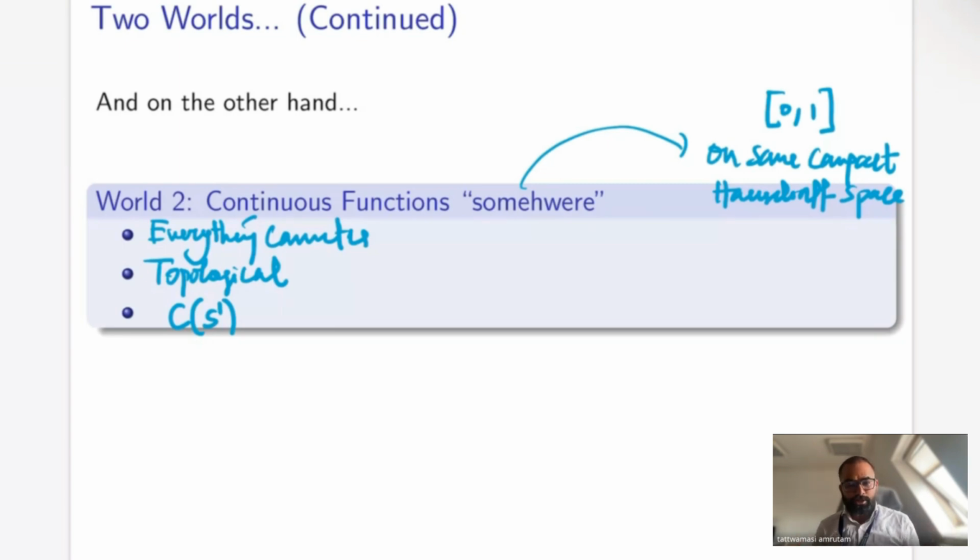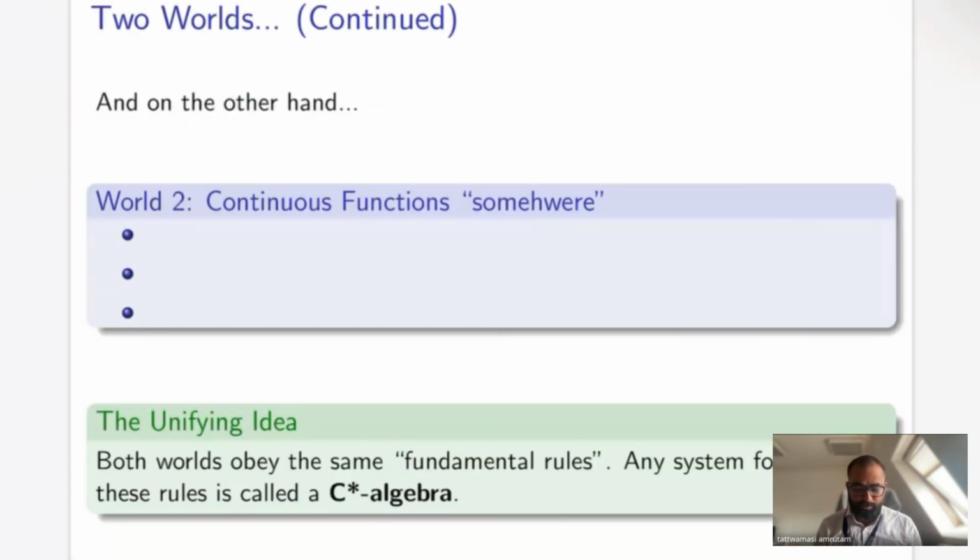Now, there are two different worlds. These are two different C-star algebras. But how is the connection made? The C-star algebra is the one framework which puts them into perspective. Any system that follows these rules, which we have not defined yet, there are three fundamental rules which I'll describe in detail, but any system that obeys these fundamental rules is called a C-star algebra.